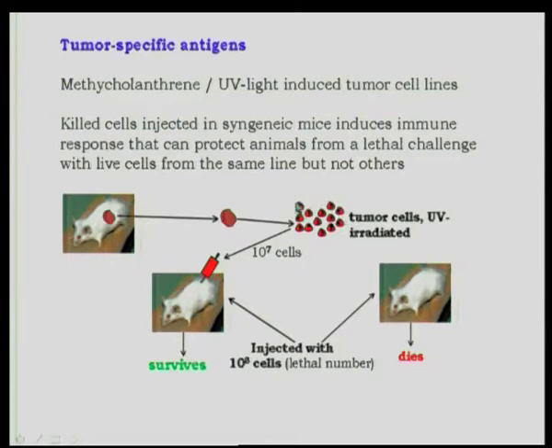Now, if such cells are irradiated so that they cannot multiply anymore, and so cannot establish a tumor, and they are injected into a syngeneic mouse, which has the same haplotype, the same MHC molecules in the case of mice, then the rejection will not be because of the MHC class 1 molecules. So, a healthy mouse is injected with a small number of these irradiated tumor cells, let us say 10 million. A few days later, when the same mouse is injected with a lethal number of 100 million cells, it survives.